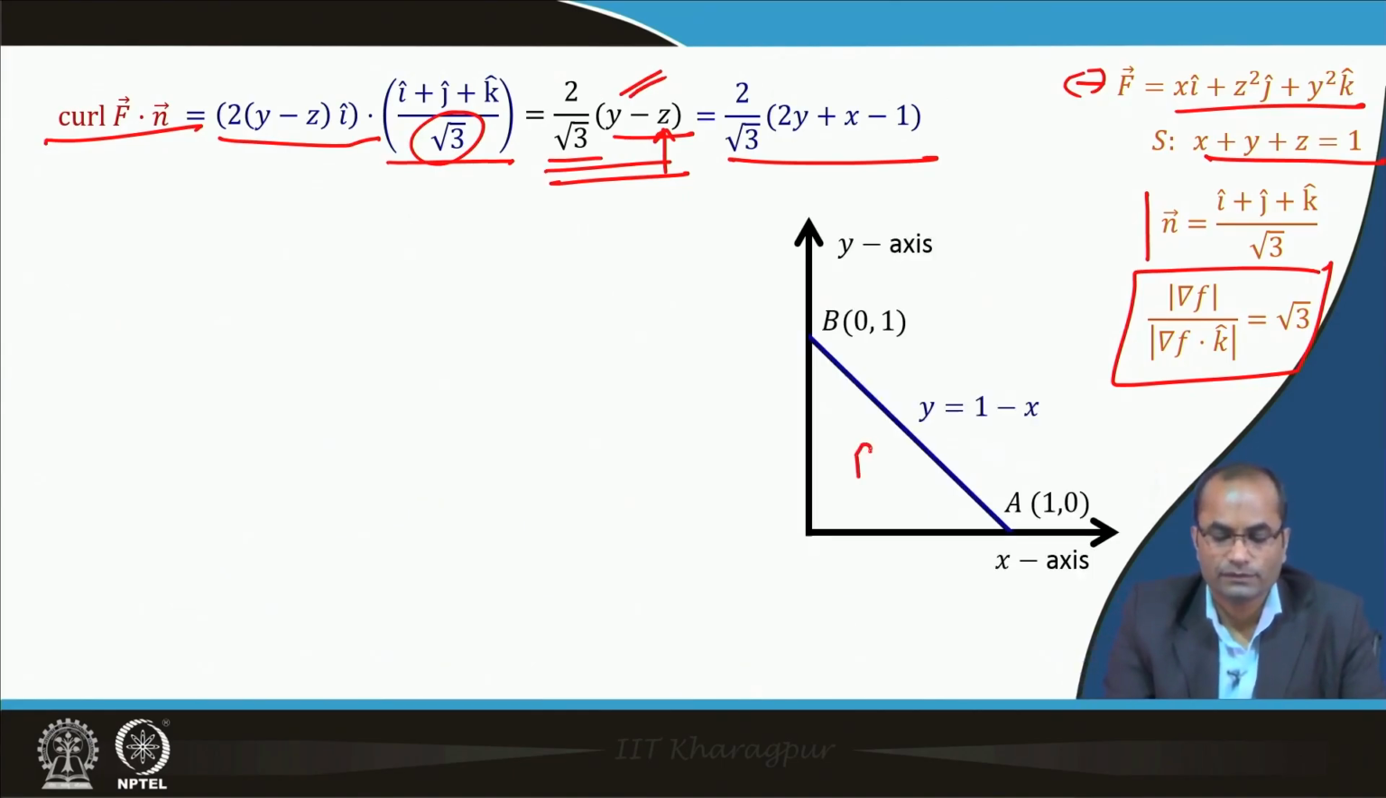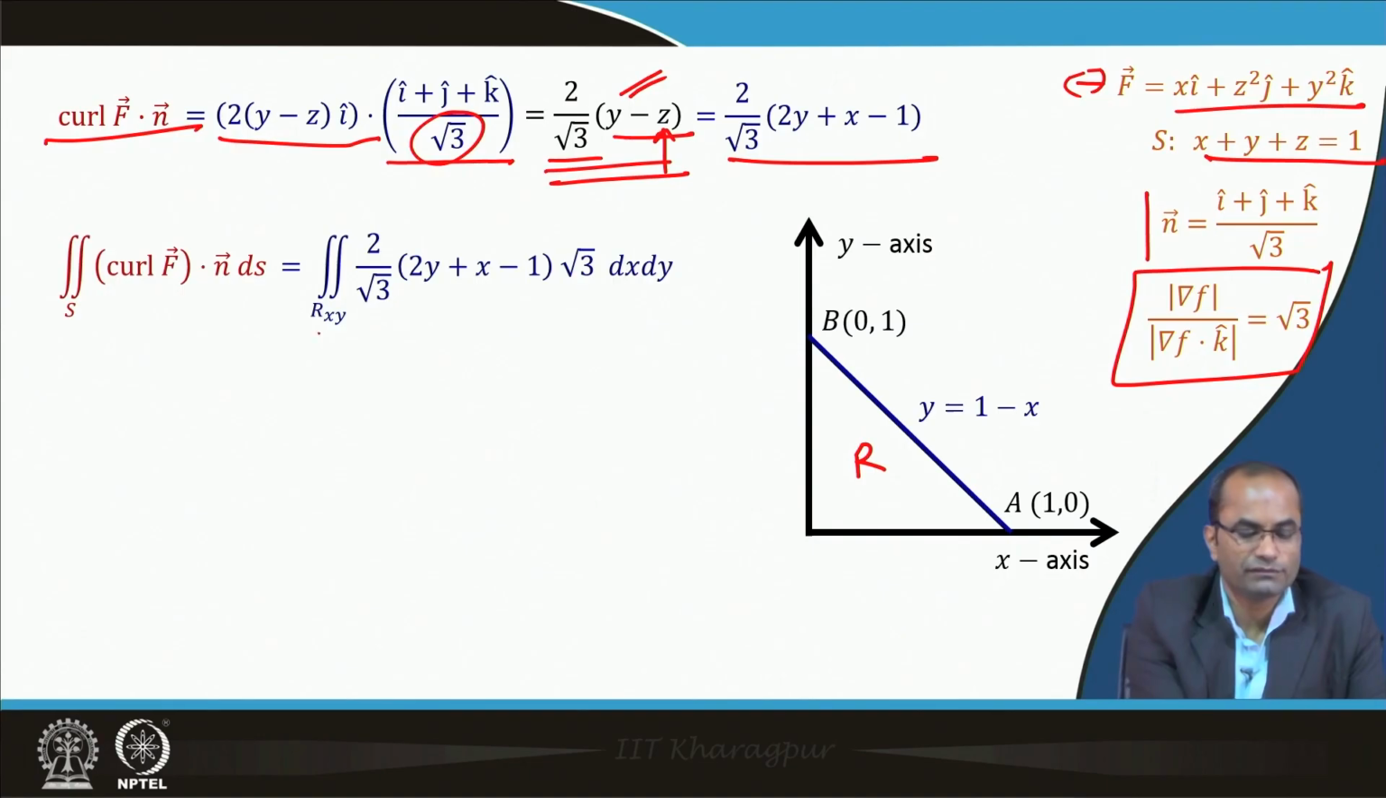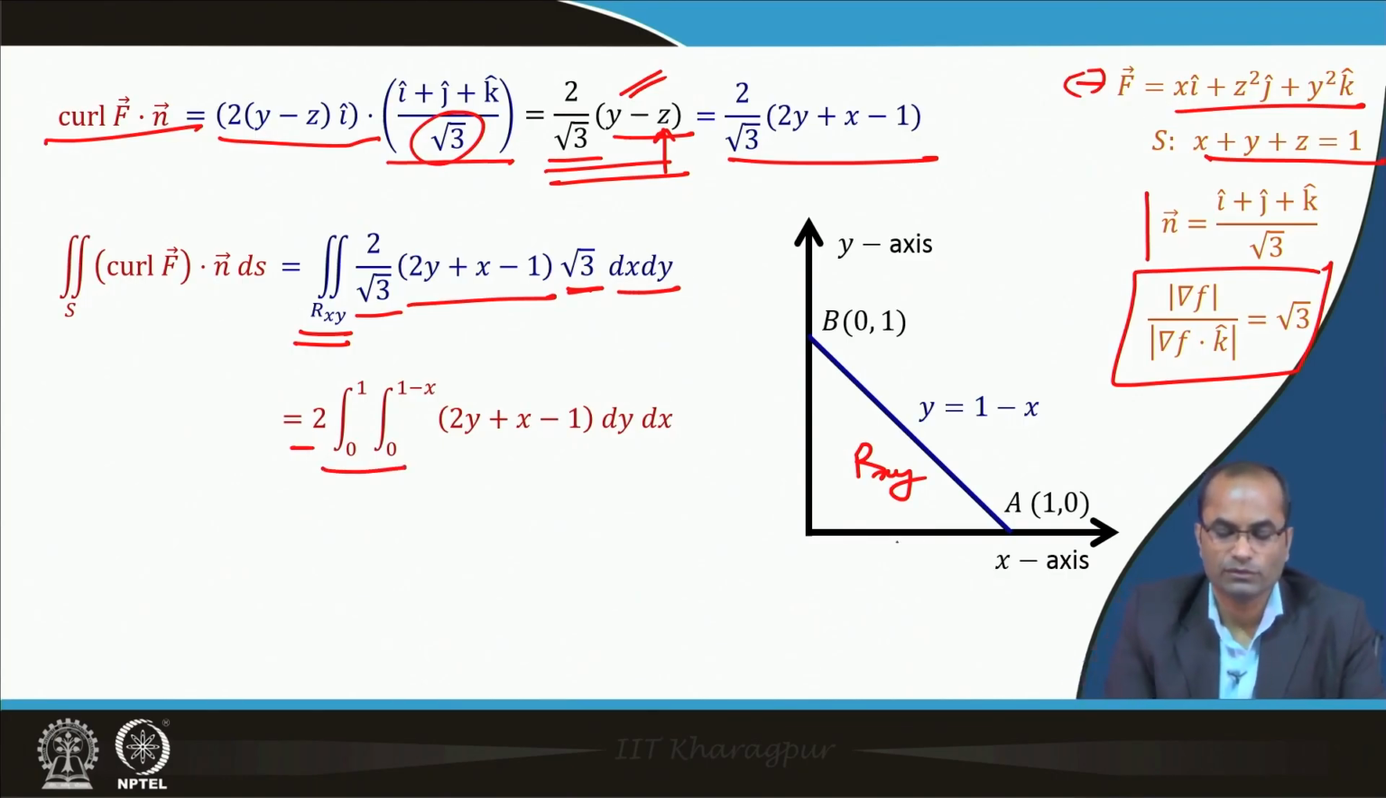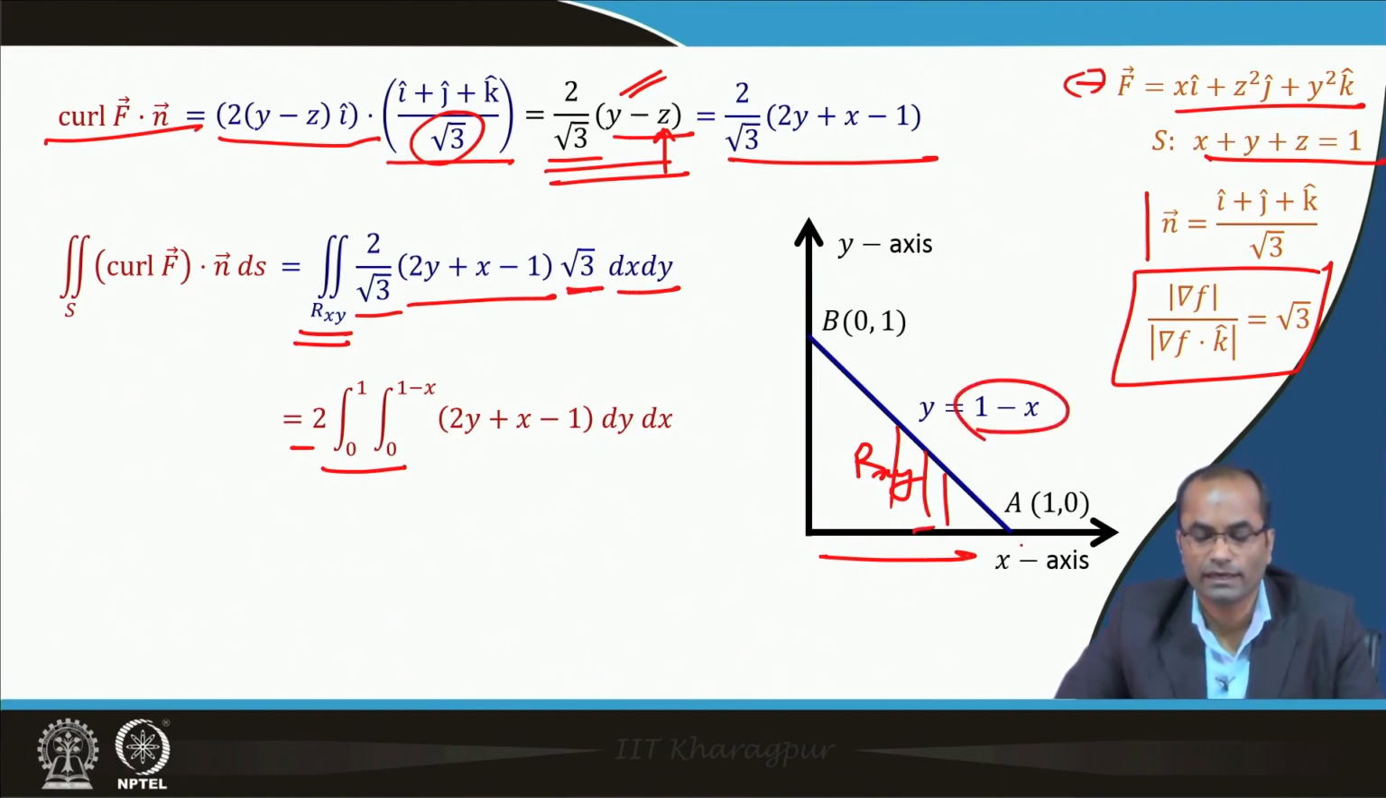So, we have the region R, and then we can do this surface integral. The surface integral will convert to this area integral over R xy, as we are denoting here. So, 2 over square root 3 times 2y plus x minus 1, times square root 3, dx dy, this area integral. So, 2 times, and then we need to find the limits of x and y. The limit of x is 0 to 1, and then for y, it will be from 0 to 1 minus x, which is the equation of the line x plus y equal to 1 after the projection.